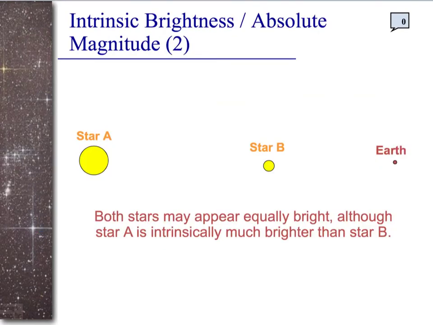We have intrinsic brightness or absolute magnitude, and then we also have apparent brightness. If we look here, star A is obviously bigger than star B, but they could appear in the night sky as the same luminosity because of the difference in their diameters, but also the difference in their distances. Intrinsic brightness would be the absolute property of the star, not based on distance.